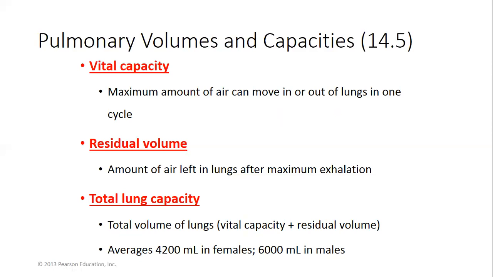A vital capacity is a capacity that you can measure, but it's the maximum amount of air that you can move into and out of your lungs in one cycle. So think about taking as much air in as you can and then breathing out as much air as you can breathe out. That's your vital capacity, the most amount of air you can move into and out of your lungs in one inhalation, one exhalation.